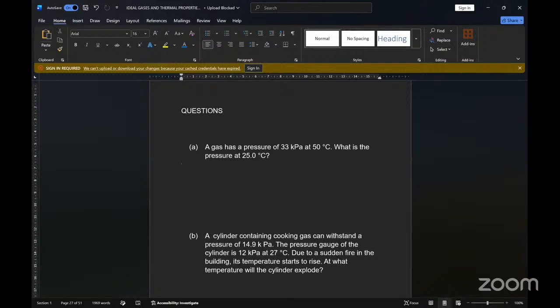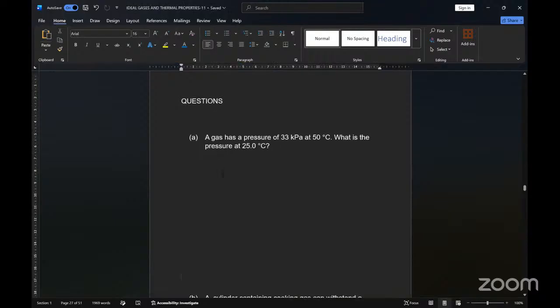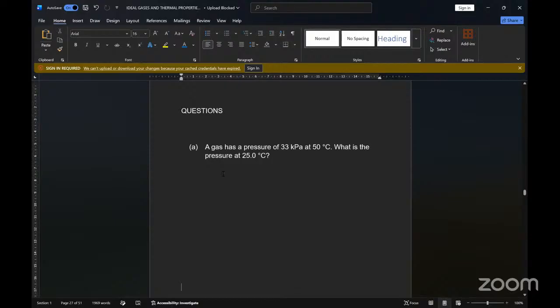So, like we do always, we go straight to trying to answer a number of questions. The beauty about this topic is that it's mainly calculations, and they are generally easy to deal with. Okay, so let's go to the first question. It says that a gas has a pressure of this at a temperature of this. What is the pressure when the temperature decreases to this?